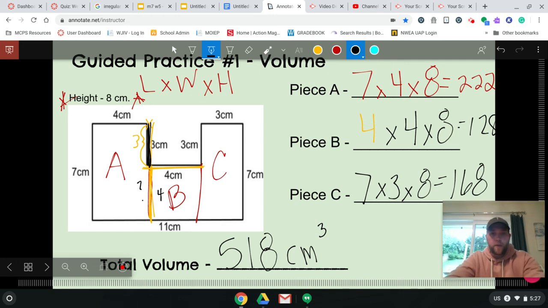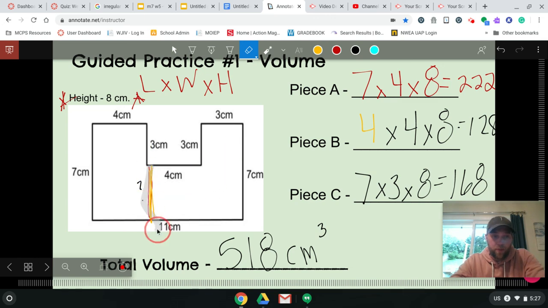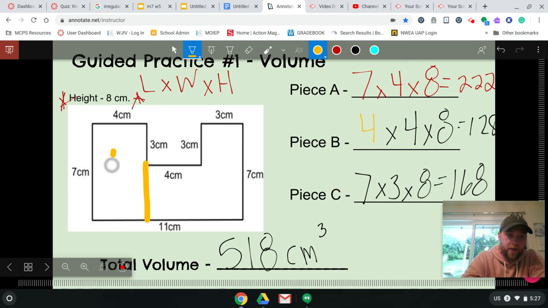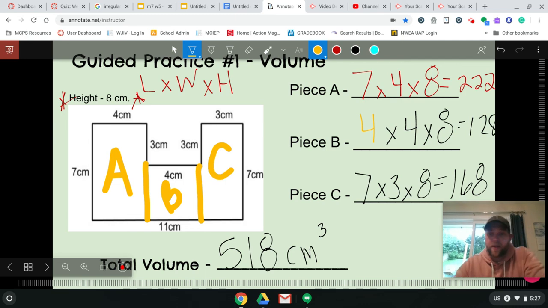All right. So please remember, when you are finding the volume of composite figures, you are breaking them down into small, manageable pieces. This one we broke into this, where we had to figure out what A was. Then we broke it down into this, and we had to figure out what B was. Then we had to figure out what C was right there. And then we just add them all up. Okay? Good luck.